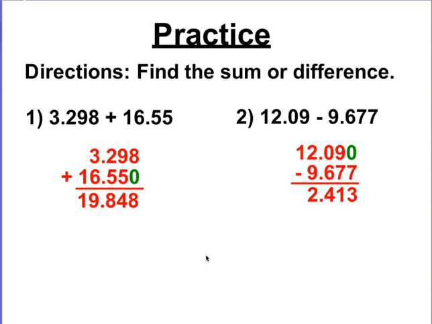Okay, here are the correct answers. You can see in the first problem, I put a placeholder down here, and then 8 plus 0 is 8, and I continued to add to get my answer. Here you can see that I had added a 0 here, and then I had to do some borrowing in the problem. 10 minus 7 is 3, and then I had to borrow here, so 8 minus 7 is 1, and I continued to get my answer.